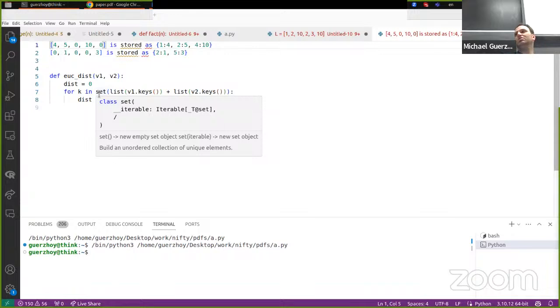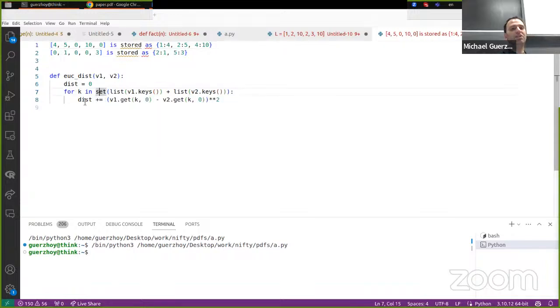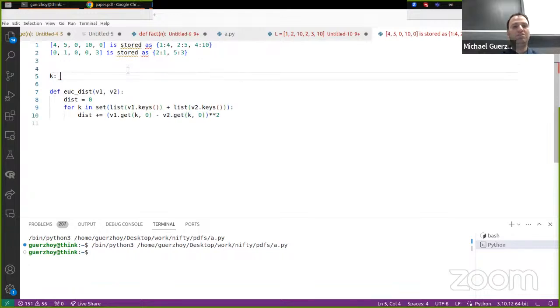Does that make sense? And then I'm saying, for every non-zero key, I'll get either a 0 if that's what's available, or the actual element from V1, and the same for V2, and then I'll add the square difference. So the keys would be 1, 2, not 3, 4, 5, because those are the non-zero ones for either one.